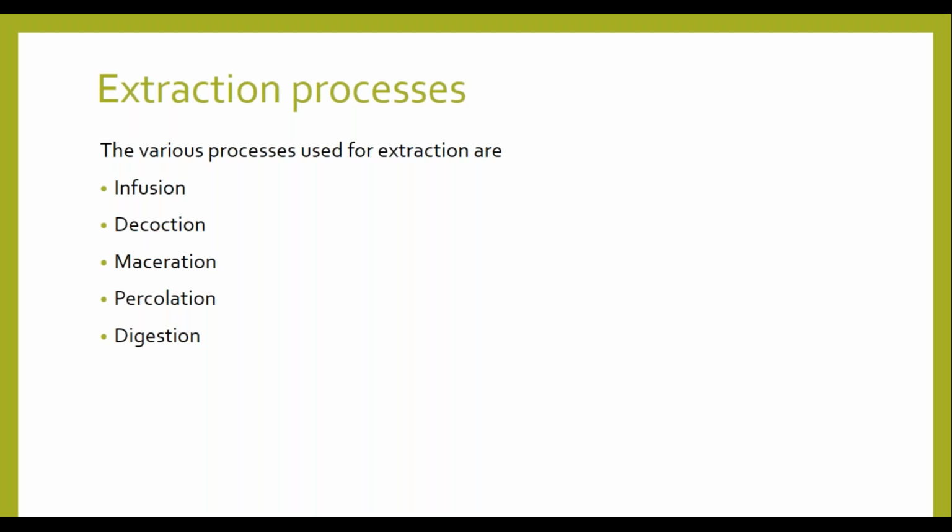The various processes we are going to use for extraction are infusion, decoction, maceration, percolation and digestion. Out of these, the first four are most commonly used. Digestion is quite less used. So the most common methods of extraction are infusion, decoction, maceration, percolation, digestion. We are going to study all of these in depth.